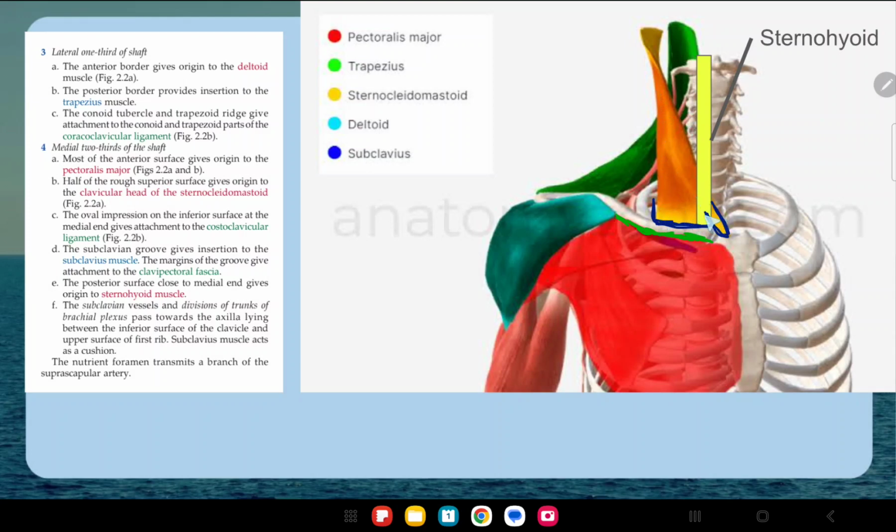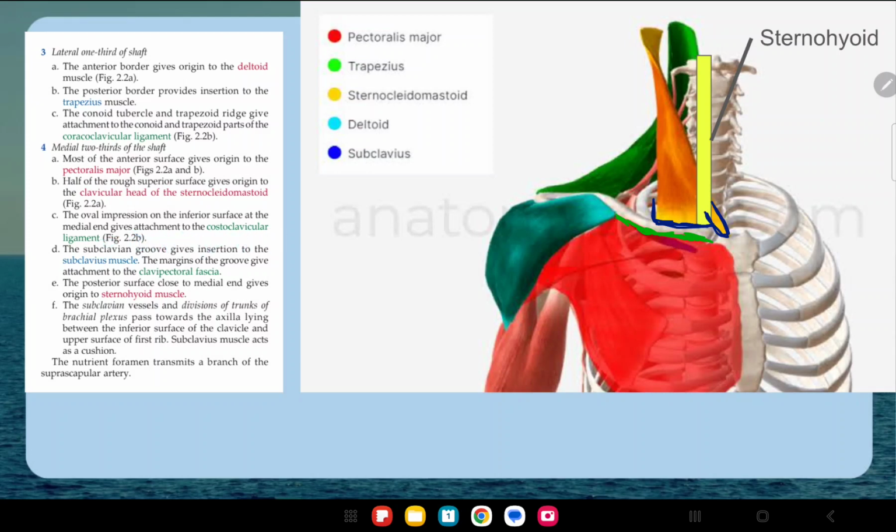One is the clavicular part and the other is the sternal part. The sternal part is attaching on the manubrium. The clavicular part is present on the superior surface of the clavicle, right? Third, the oval impression on the inferior surface of the medial end gives attachment to the costoclavicular ligament.